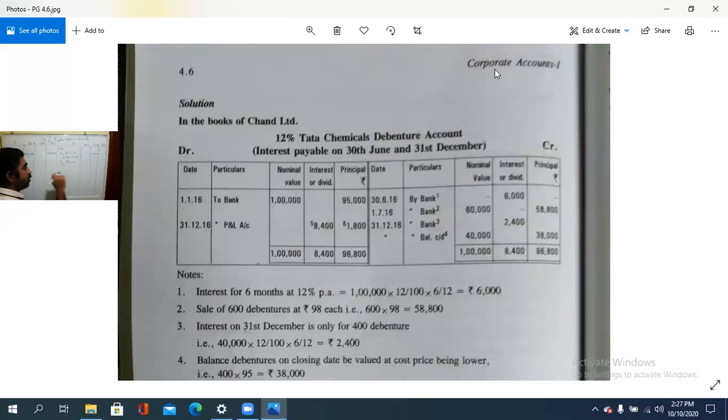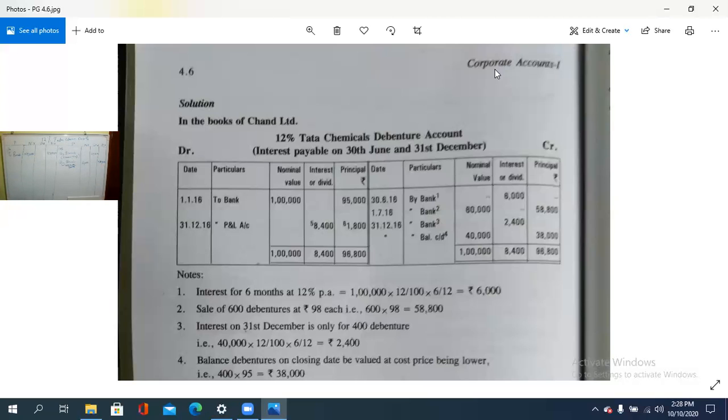By bank, how much is that? 600 into how much? Original value 100 for this nominal value, and 600 into 98 for the principal value. So it is 60,000 it is coming in the nominal value, and 600 into 98 it is 58,800 coming in the where? In the principal value.